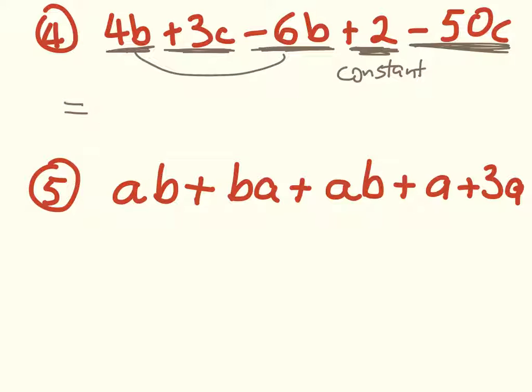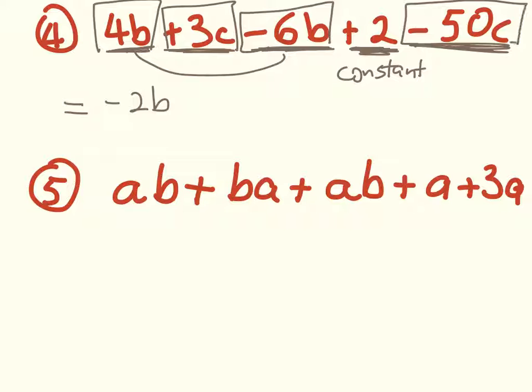So I've got 4b, take away 6b, that leaves me with negative 2b. Next I've got 3c, take away 50c, so that's minus 47c, and then I've got plus 2.